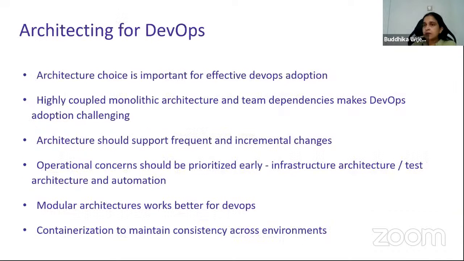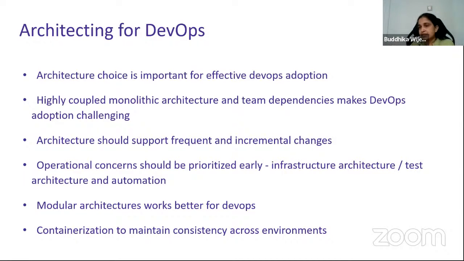So summarizing, architecture choice is important for DevOps adoption, definitely. With the researchers and all, with the DevOps adopted companies, it is a known fact that highly coupled monolithic architecture and team dependencies make DevOps adoption challenging. The architecture choice should support frequent and incremental changes, and operational concerns like infrastructure architecture, test architecture, and automation needs to be considered at the initial phases.